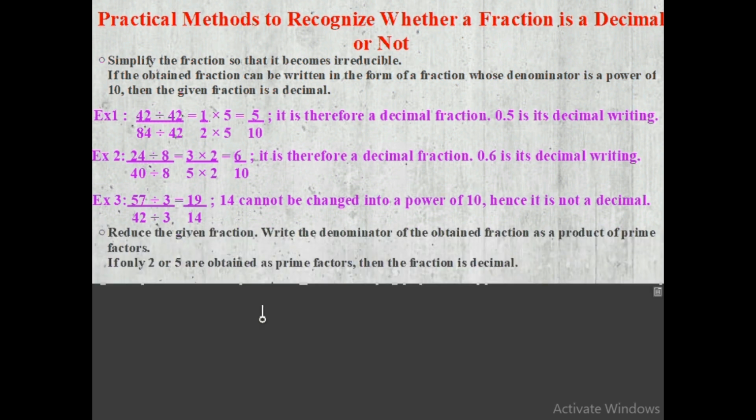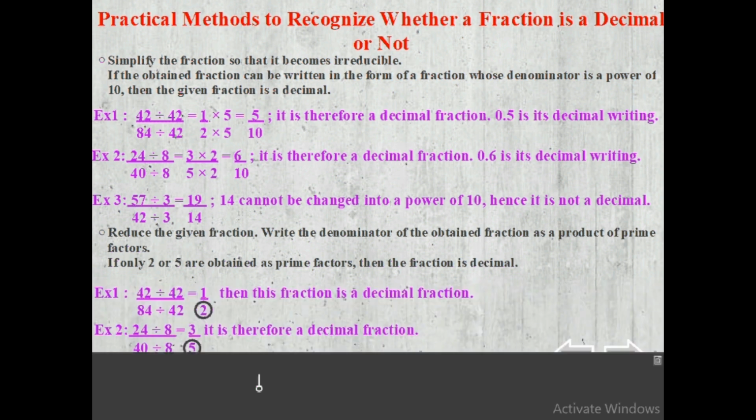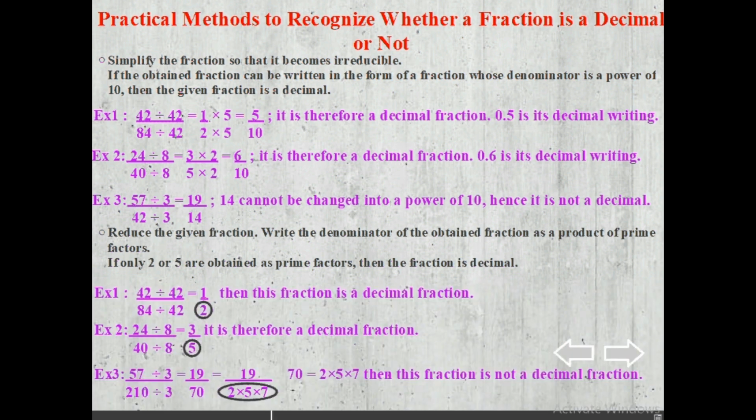The second method is to reduce the given fraction. Write the denominator of the obtained fraction as a product of prime factors. If only 2 or 5 are obtained as prime factors, then the fraction is decimal. In the first example, the irreducible fraction of 42 over 84 is 1 over 2. Then this fraction is a decimal fraction. The irreducible fraction of 24 over 40 is 3 over 5. It is therefore a decimal fraction.